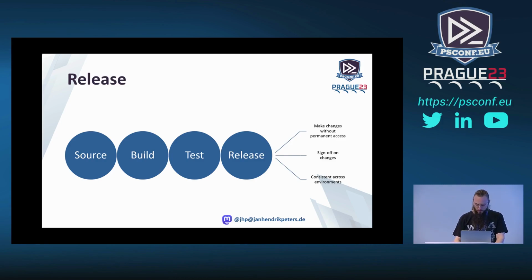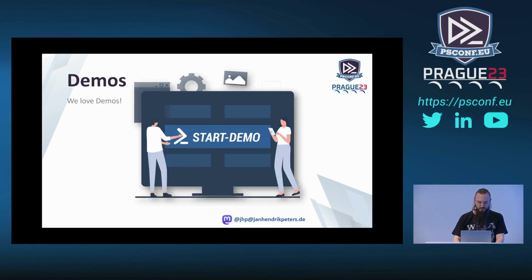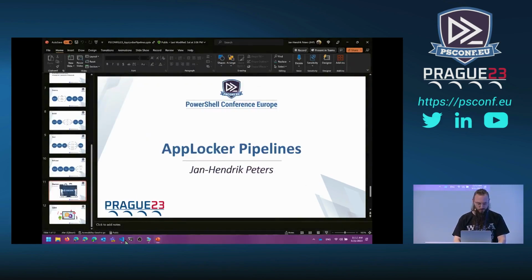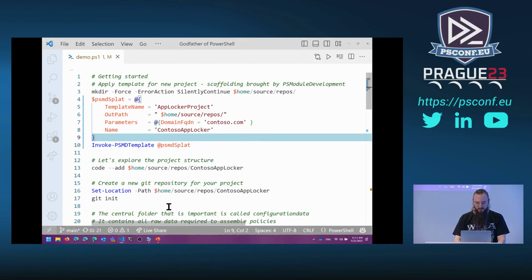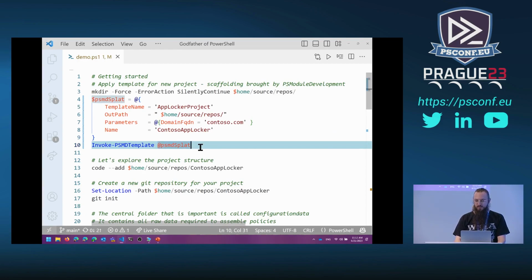Since we only have half an hour and I bored you long enough, let's go through the demos and see how this really works. I've prepared a little lab environment. Since this is not the beefiest notebook, I hope it all works well, but at least the local part can be done quite easily. For AppLocker, I've designed a little pipeline template that you can just apply.